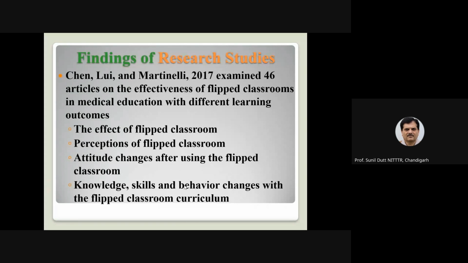You can also carry out a small experiment. What you can do is identify, say, two chapters. For these two chapters you can develop e-content, and for each chapter 2 to 3 videos of 8 to 10 minutes duration. Now divide your class into two groups randomly.